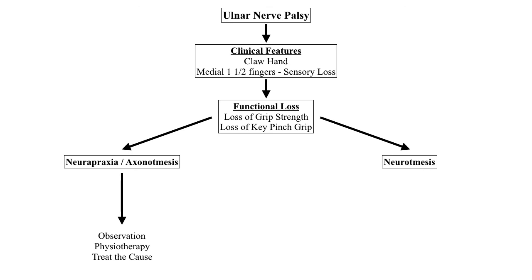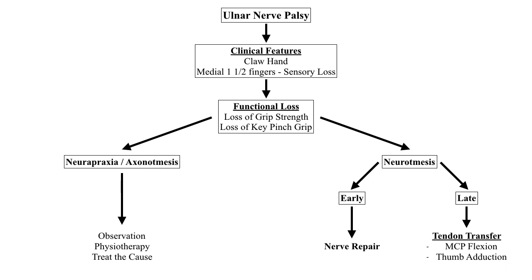Whereas if it is a neurotmesis or a complete section of the nerve, and the neurotmesis is identified early, the management is surgical repair or suturing of the nerve. And if the neurotmesis is identified only very late, then there is no use in repairing the nerve. And in these cases, you have to do tendon transfers aiming to restore metacarpophalangeal joint flexion to restore grip strength and adduction of the thumb to restore pinch grip.